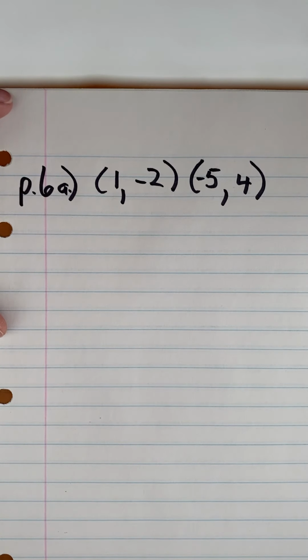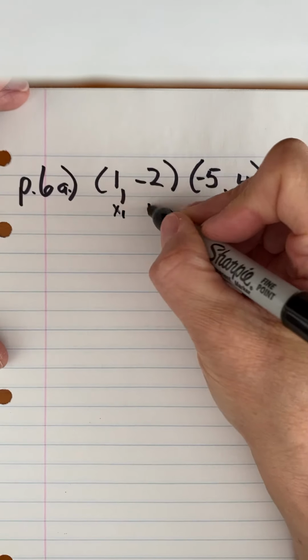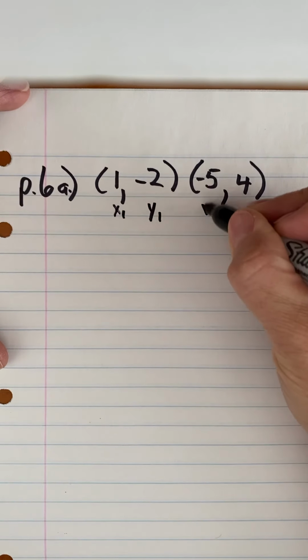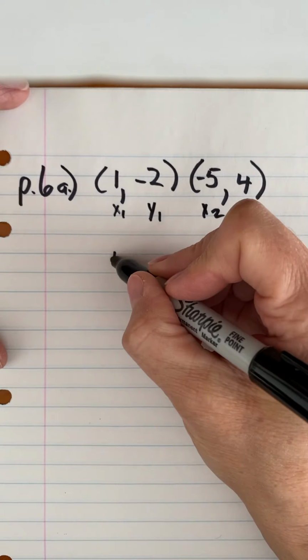So if you look at the bottom of page 6, you should have already completed A, B, and C. I'm just going to go through this to make sure you did it correctly. So for the first one, I'm given 2 points. I label my 2 points. Given 2 points, I find the slope.